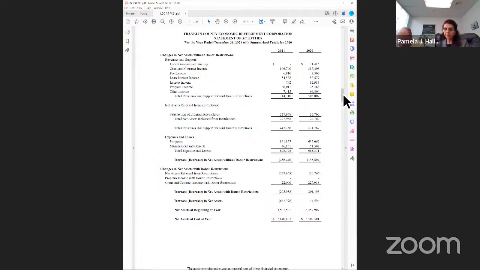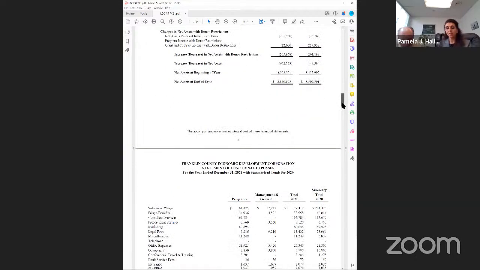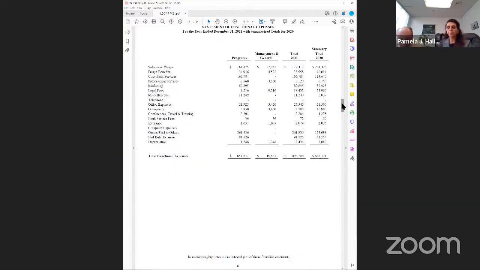The next page details out the functional expenses. So here they're listed by program and management and general. So the statement of functional expenses puts them into their natural classification. So we'll go through that a little bit. Our expenses were almost 900,000. Last year they were almost 690,000. So that's an increase of 210,000.